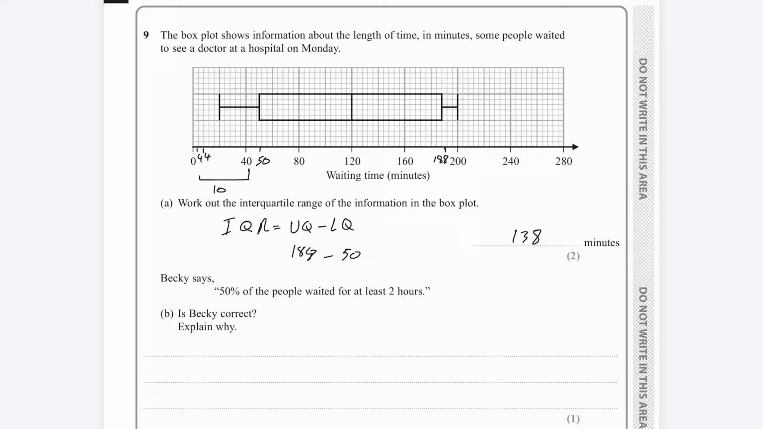And Becky says 50% of the people waited for at least 2 hours. So if you look at the median, it is 120. So is she correct? Yes. And the reason is the median is 2 hours.